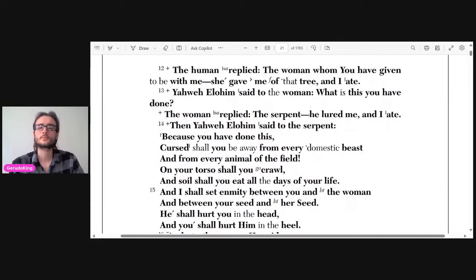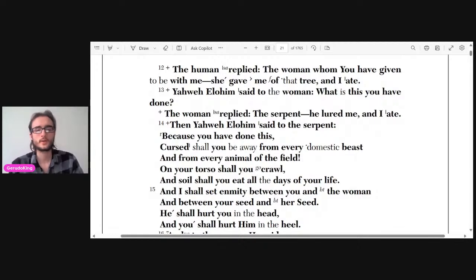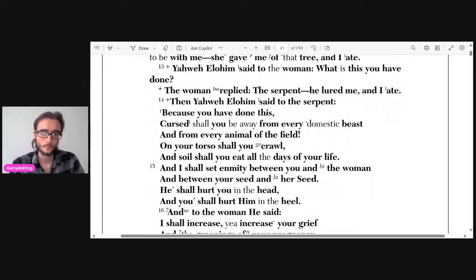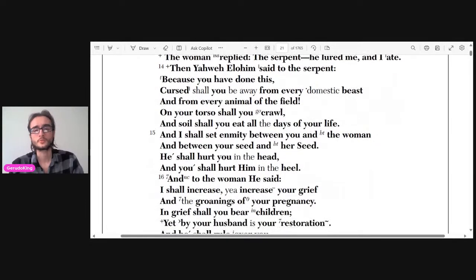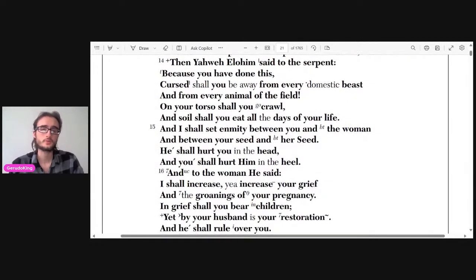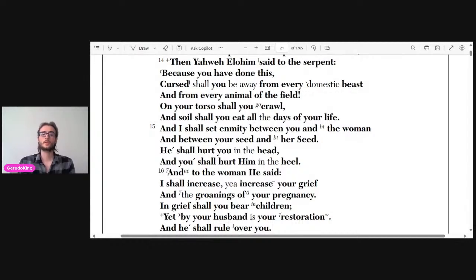Then Yahweh Elohim said to the serpent, Because you have done this, cursed shall you be away from every domestic beast and from every animal of the field. On your torso shall you crawl, and soil shall you eat all the days of your life. And I shall set enmity between you and the woman, and between your seed and her seed. He shall hurt you in the head, and you shall hurt him in the heel.